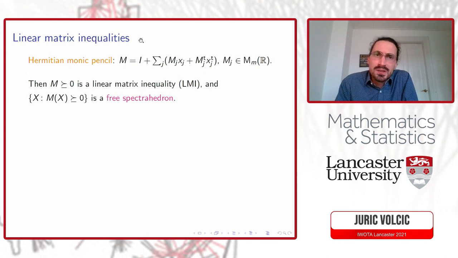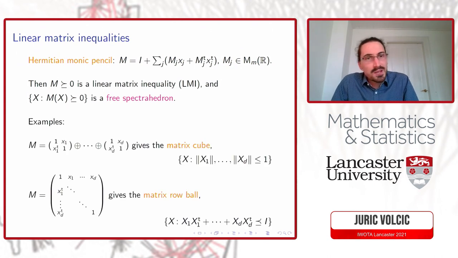So I'm going to say that the Hermitian monic pencil is an affine matrix over the free algebra, that is, well, Hermitian. And monic refers to the fact that the constant term is the identity matrix. Then looking at the inequality M being positive semi-definite, this is called the linear matrix inequality, or LMI. And the set of all matrix tuples that make M of X positive semi-definite is called a free spectrum. Again, this adjective free refers to the fact that I'm looking at all tuples of matrices.